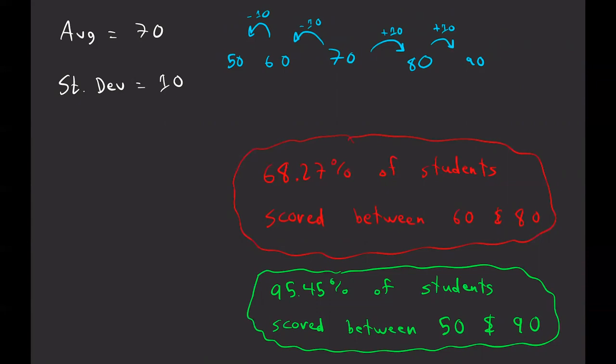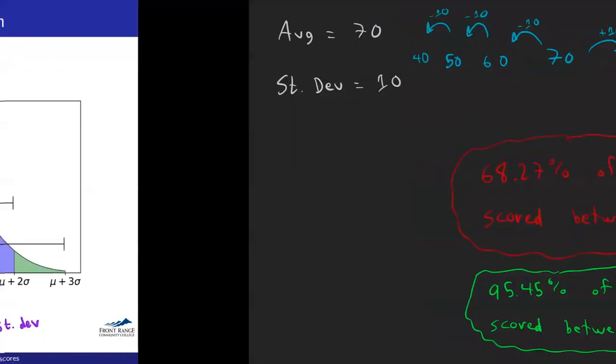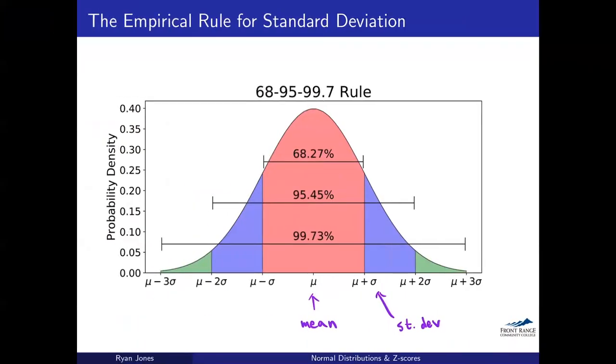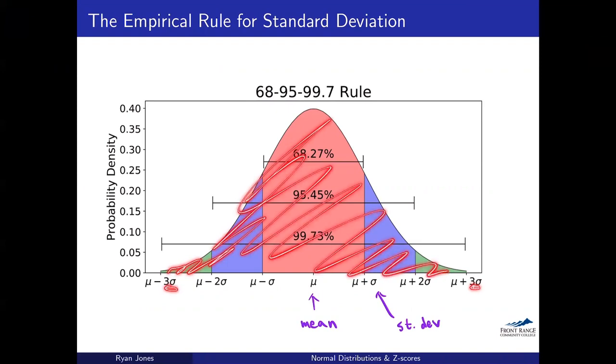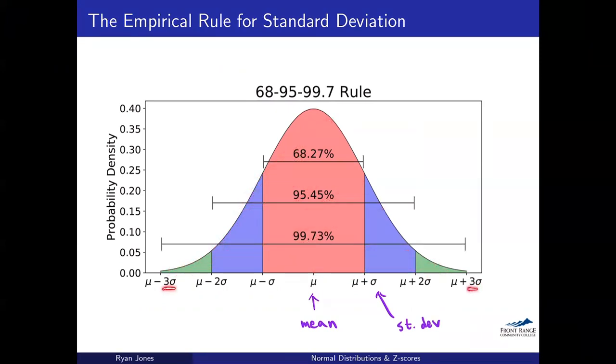And then we could even go one more step further and we could go another 10 up to 100, and we could even go another minus 10 down to 40. And the last thing that we're going to see here is this 99.73. You can see I go 3 sigma. I'm including all of these colors here, red, blue, and green. So I go 3 standard deviations away from the mean. That encompasses 99.73% of my data, 99.73% of the students that took this exam.